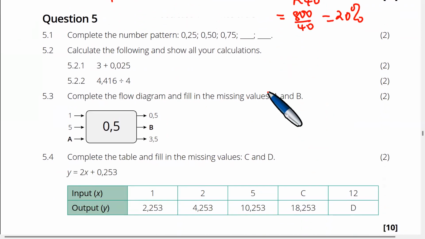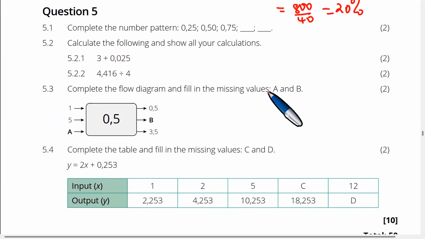Question 5 is beautiful and a little bit smarter. Are you able to see question 5? Yes, sir. Okay, thank you. Complete the number pattern 0.25, 0.5, 0.75. What do you think the completed pattern is? 1 and then 1.25. All right, you're so much on point. Let's check your reasoning.